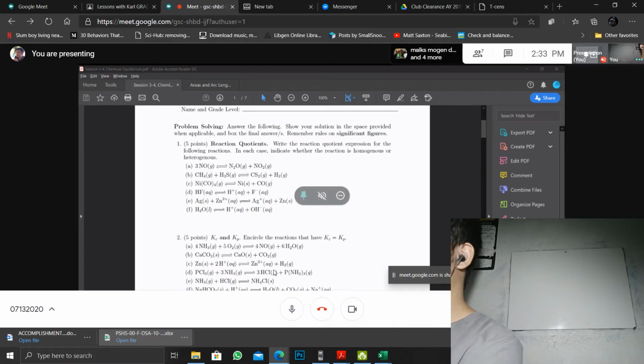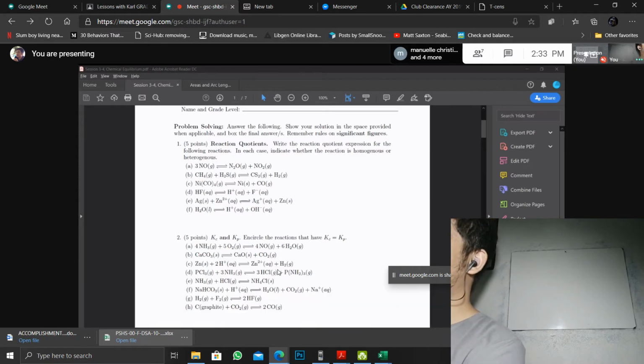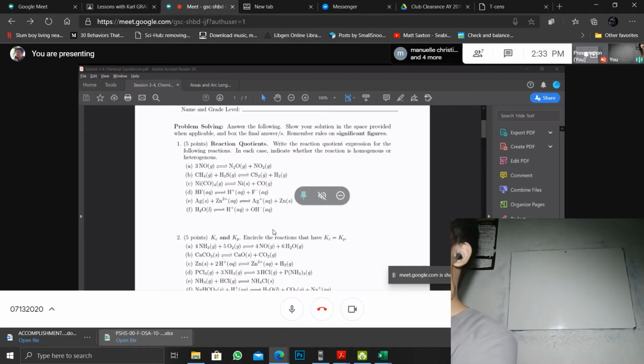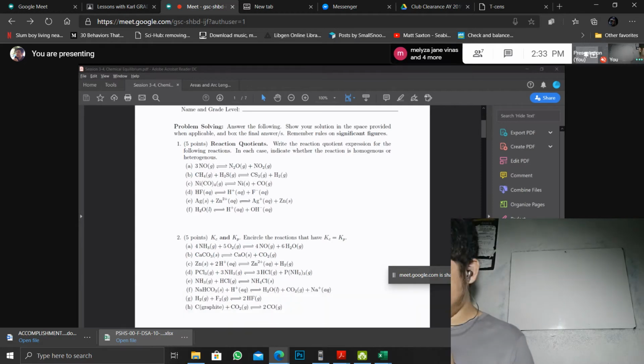Tip lang, ingat sa coefficients. Kasi baka hindi pala balanced yung reaction, no? Okay, yun lang.